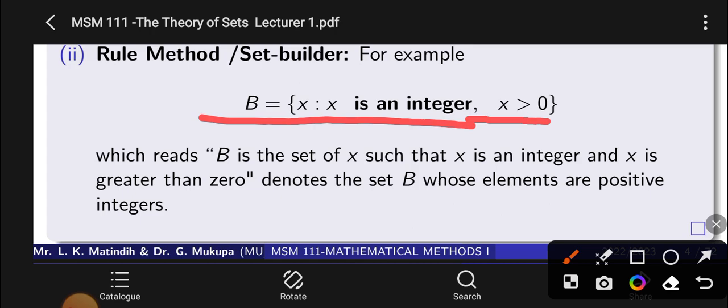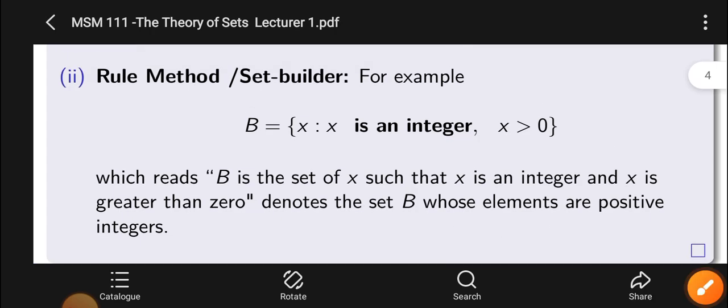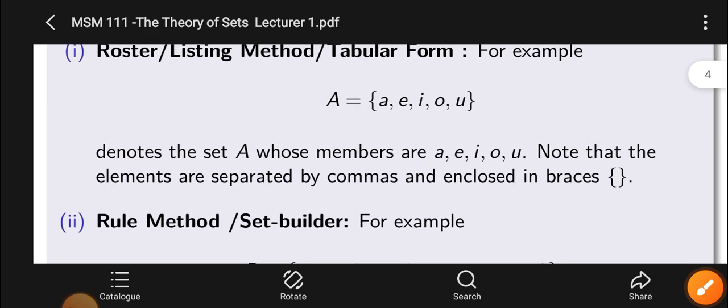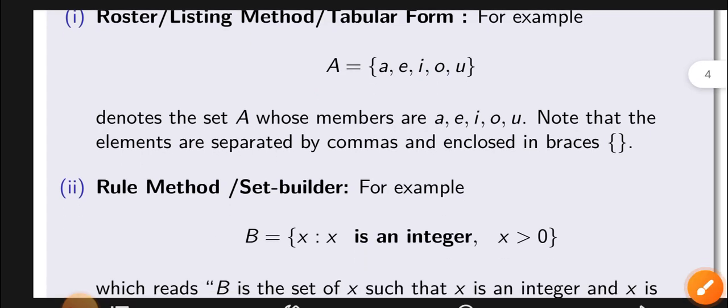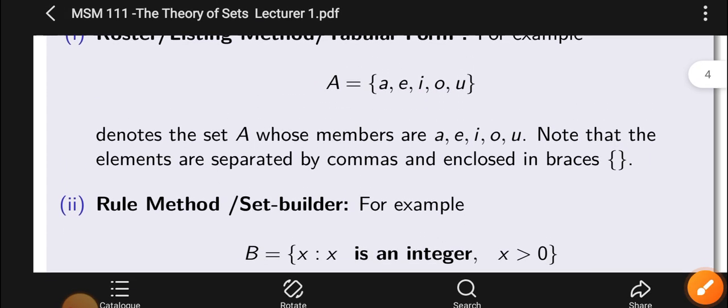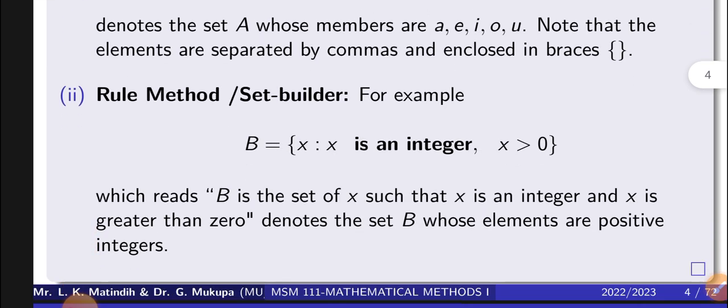And then this one is a finite set. It's a finite set because you know that there are only five vowels in the alphabet. So set A is a finite set, and set B is an infinite set.